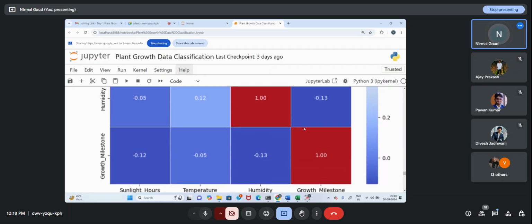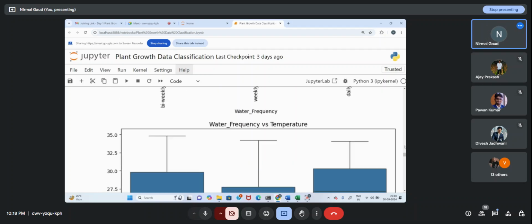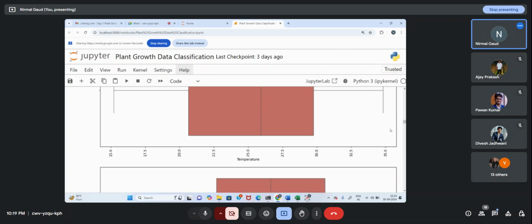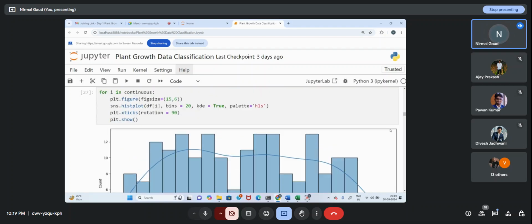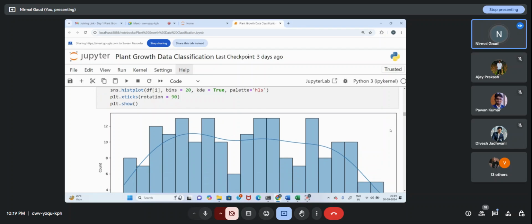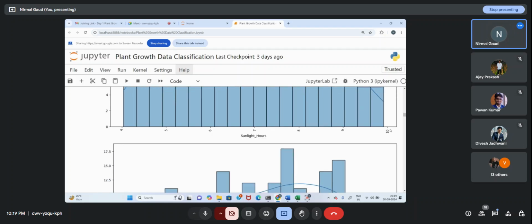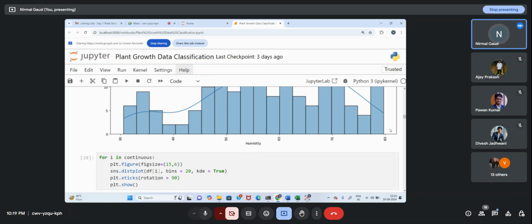Also, just check in the histogram. Okay, how is the distribution of data? How much variance are we having for the continuous features? See here. This is the distribution of sunlight. This is the distribution of temperature. This is the distribution of humidity.